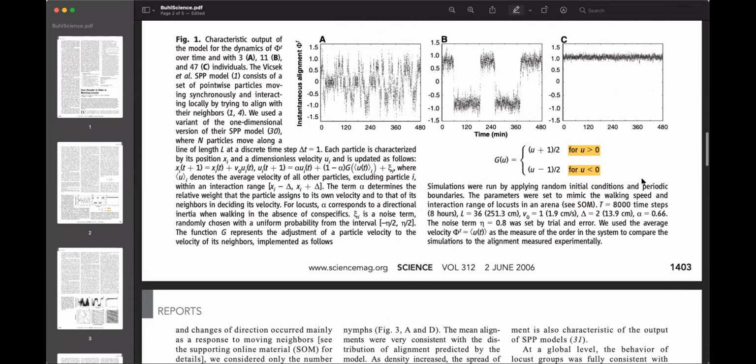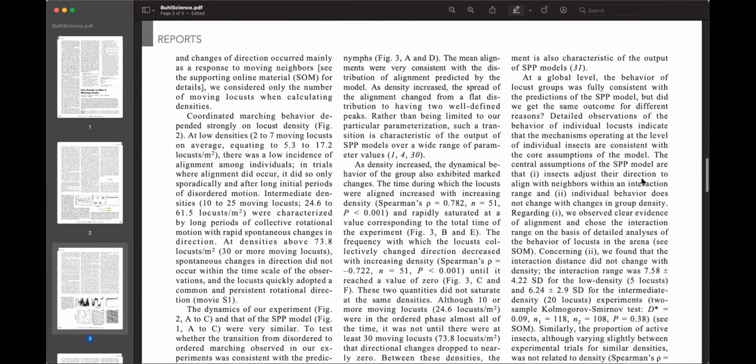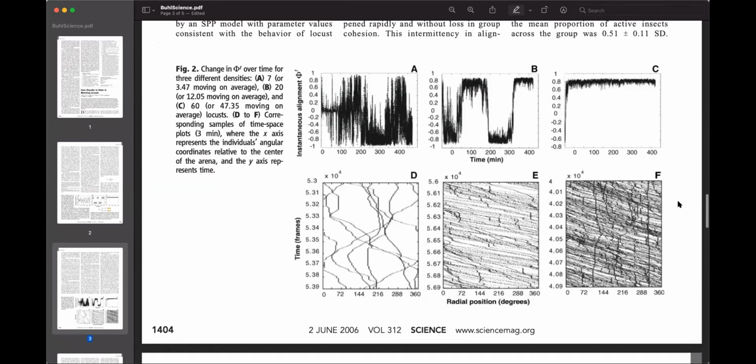Okay. So let us see what the experiments actually find. They do experiments with locusts, which are a grasshopper species. This is again the analogous figure, but with real data now. A is a small number, only 7 individuals in the arena, B is 20, and C is 60. Since the area of the arena is constant, density increases as you go along this axis. So they show highly disordered behavior for a large part.